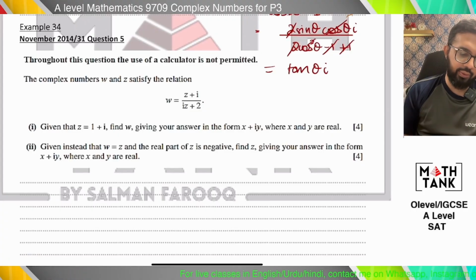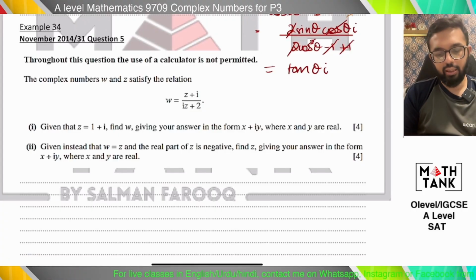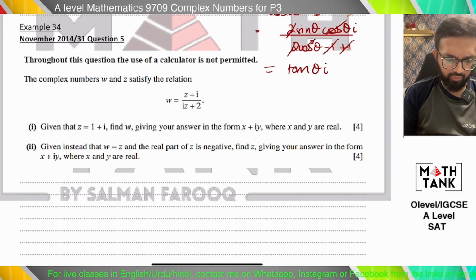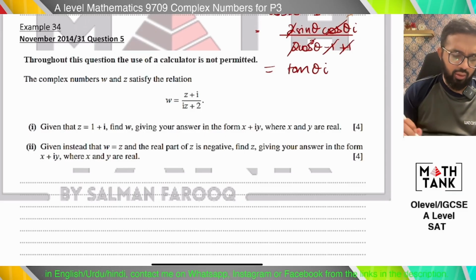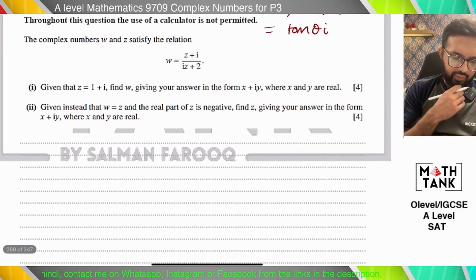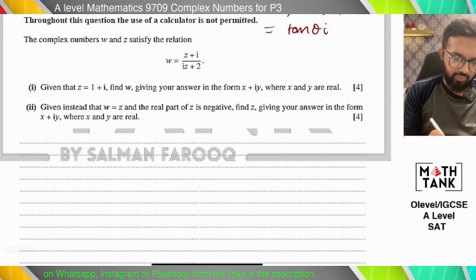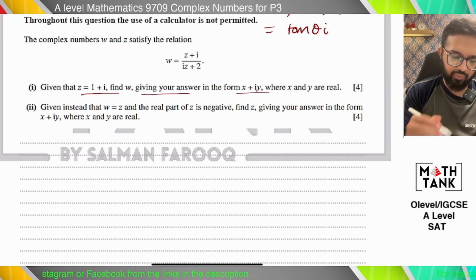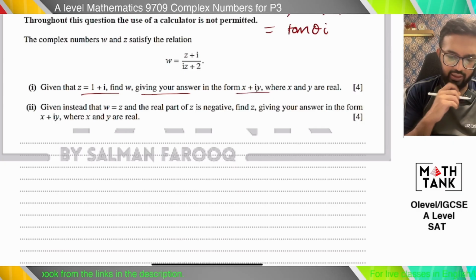It says throughout this question, use of calculator is not permitted. You'll probably not be able to use it either. The complex numbers w and z satisfy the equation. Given that z equals 1 plus i, find w, giving your answer in the form x plus yi, where x and y are real numbers.